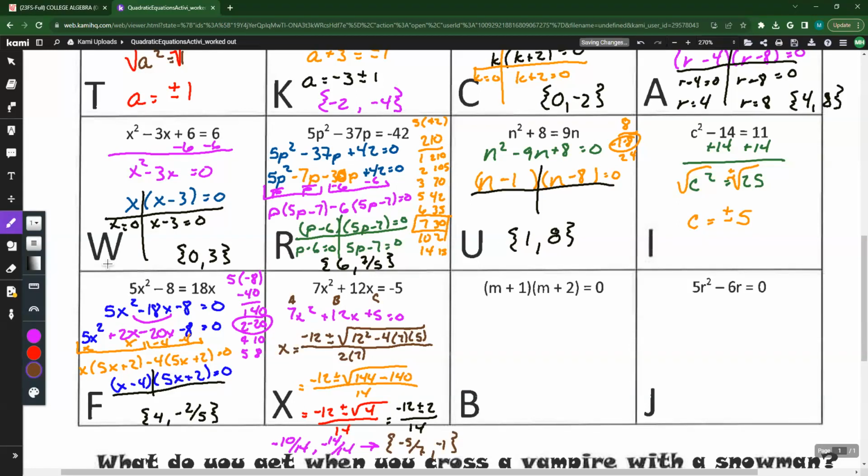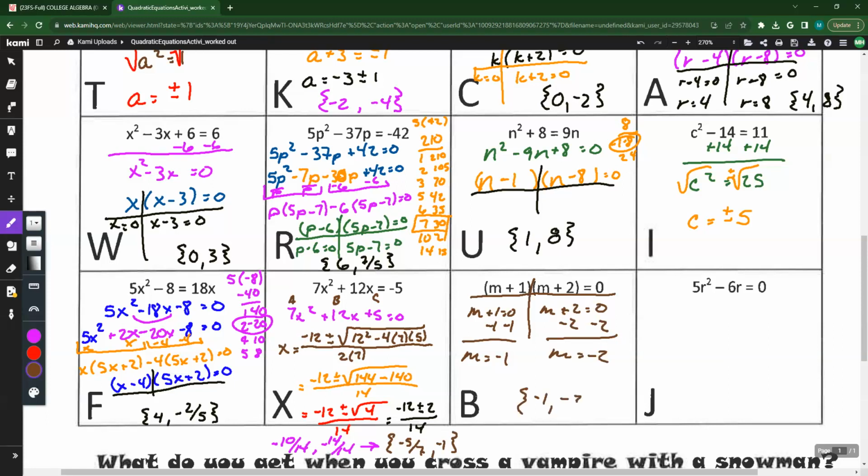All right, this one is mostly done. When we get to the next one, we're mostly done. All I have to do, I have it equal to 0. If it wasn't equal to 0, I'd have a lot of work to do. However, it's equal to 0, so I have m plus 1 equals 0, m plus 2 equals 0, subtract 1, m equals negative 1, subtract 2, m equals negative 2. Final answers are negative 1 and negative 2.